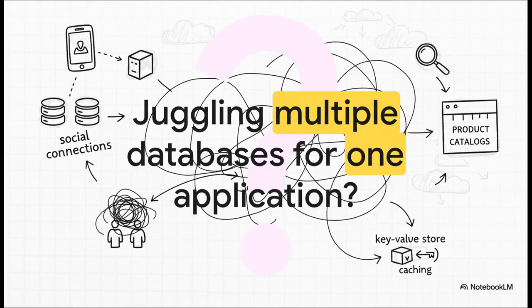You're building an app, and before you know it, you're trying to keep a document database for user profiles, a graph database for all their social connections, a whole separate search engine for your product catalog, and probably a key value store just for caching. Your architecture gets complicated, really, really fast.